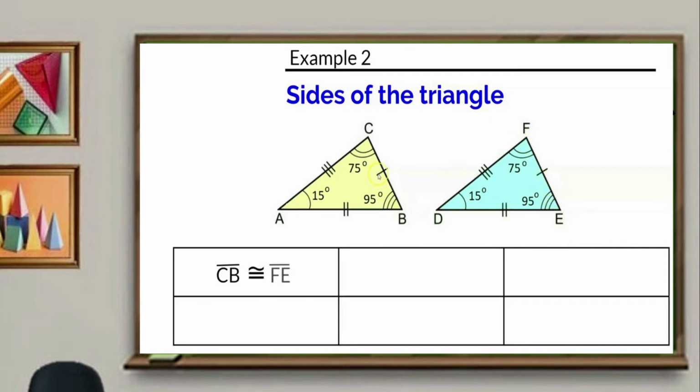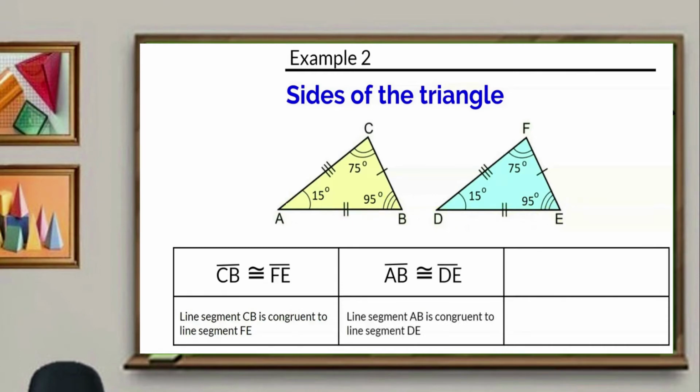In sentence form, it will be line segment CB is congruent to line segment FE. Line segment AB is congruent to line segment DE. In sentence form, line segment AB is congruent to line segment DE. And for the third side, line segment AC is congruent to line segment DF.